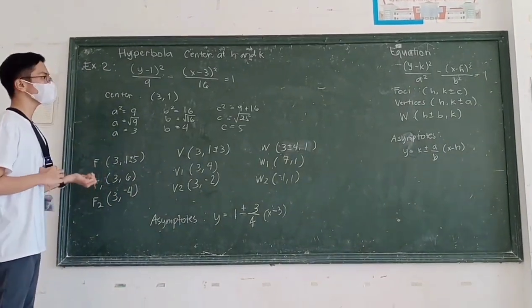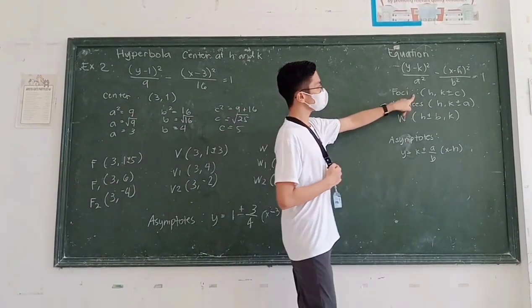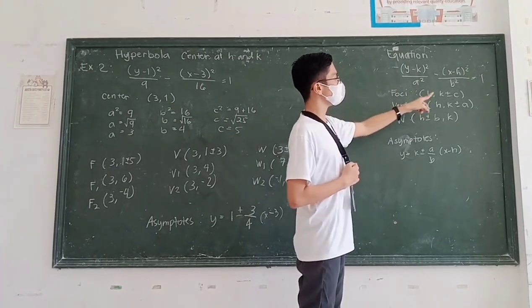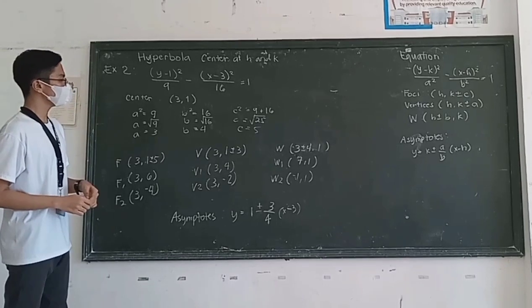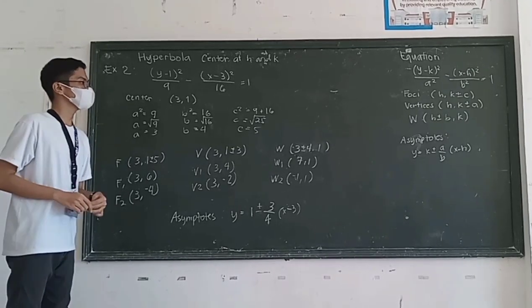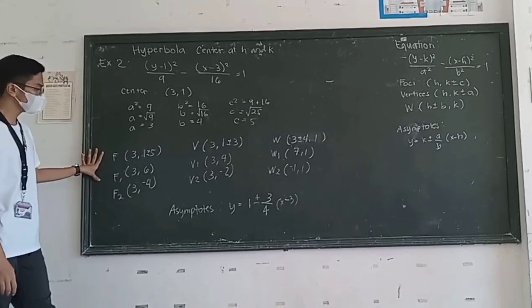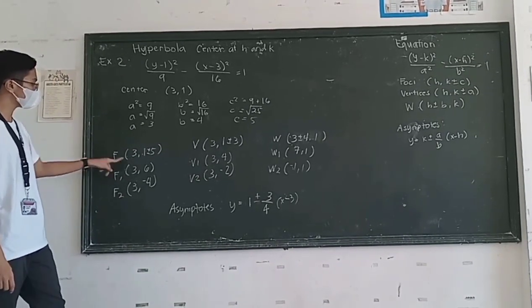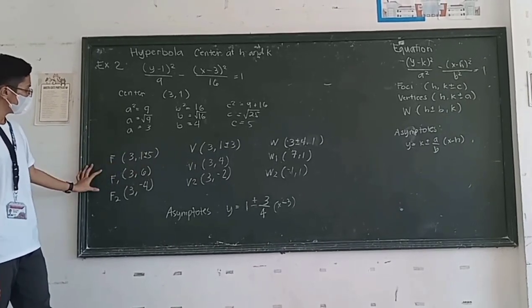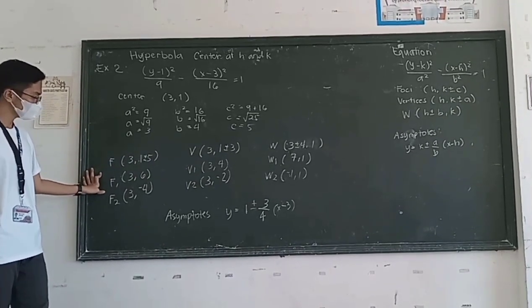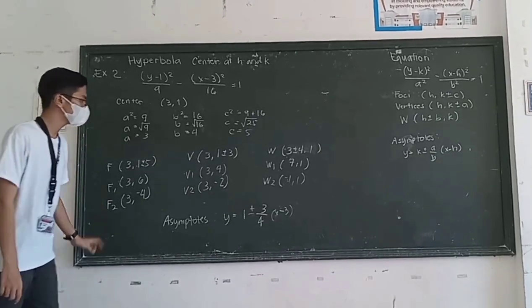In finding the coordinates of foci, we need to follow this: (h, k plus and minus c). To find the coordinates of foci, we need to substitute the value of c, which is 5, into the center (3, 1). So the coordinates of our foci is (3, 1 plus and minus 5). Focus 1 is equal to (3, 6), and focus 2 is equal to (3, -4).